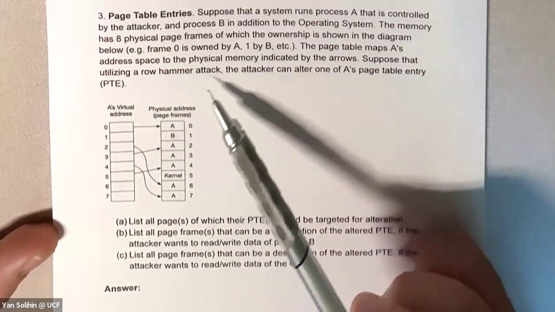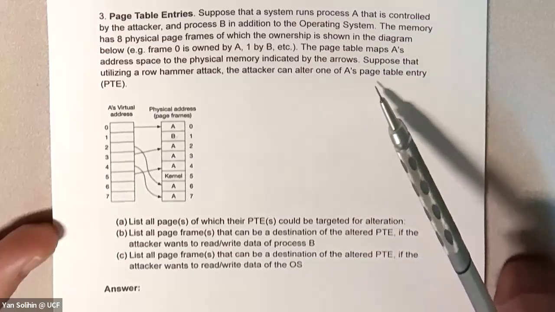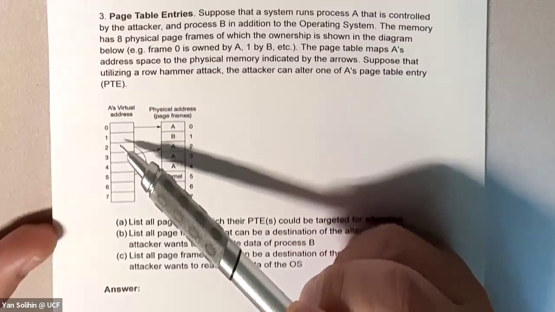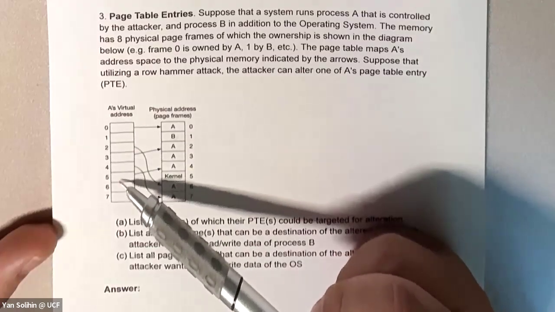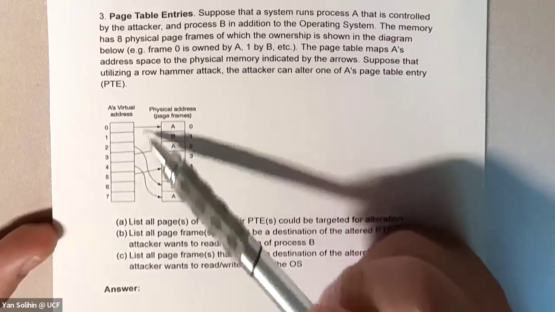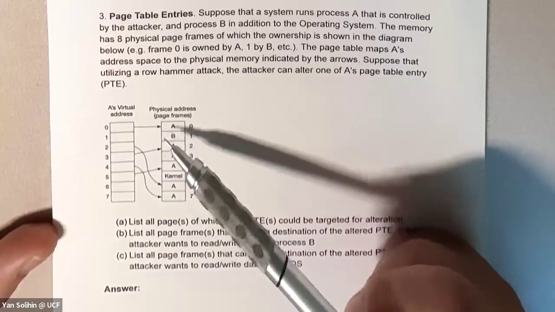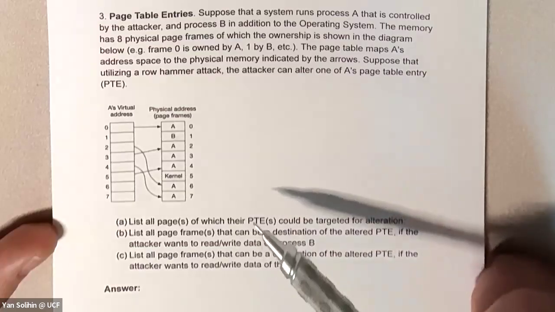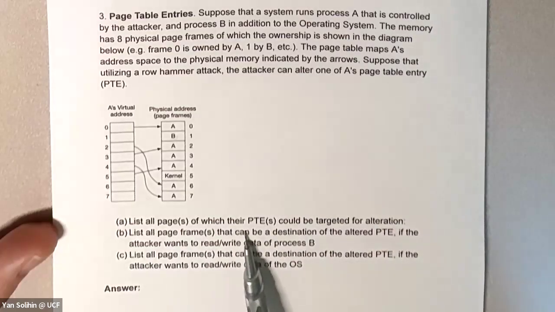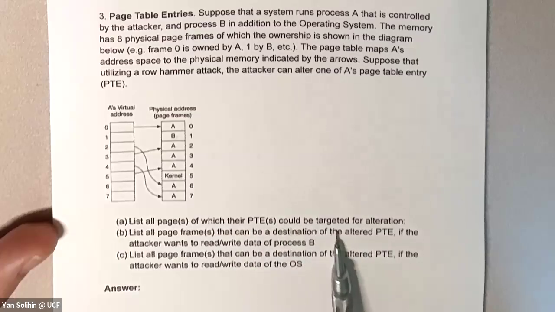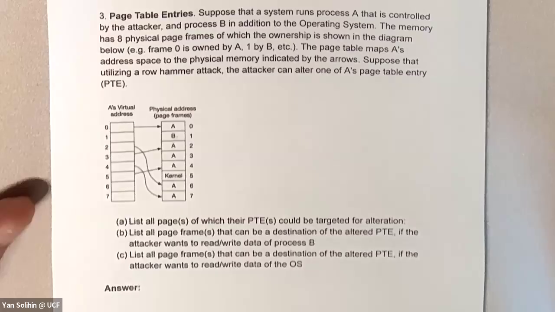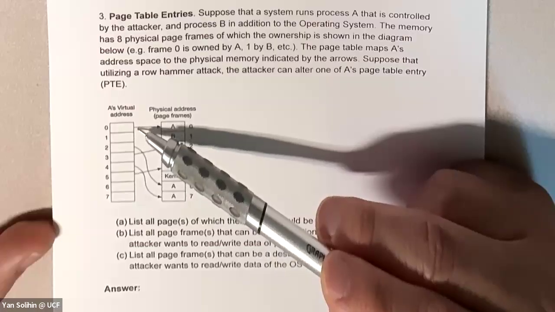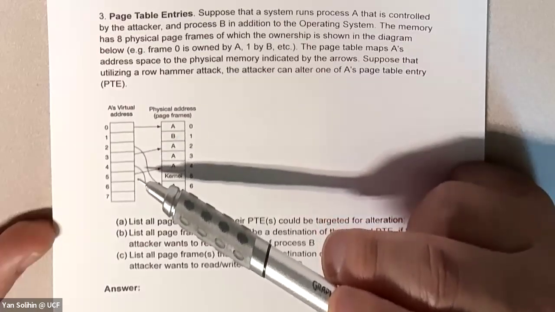Suppose that utilizing a rowhammer attack, the attacker can alter one of A's page table entries. Obviously A has multiple page table entries. Actually, these are the pages. The page table entries are the ones that map to here, and we have as many as the number of pages. Now, the first question is: list all the pages for which their PTE could be targeted for alteration. So what pages have page table entries that can be changed?